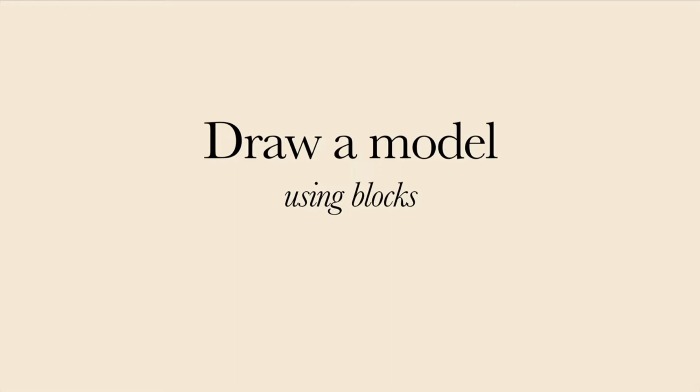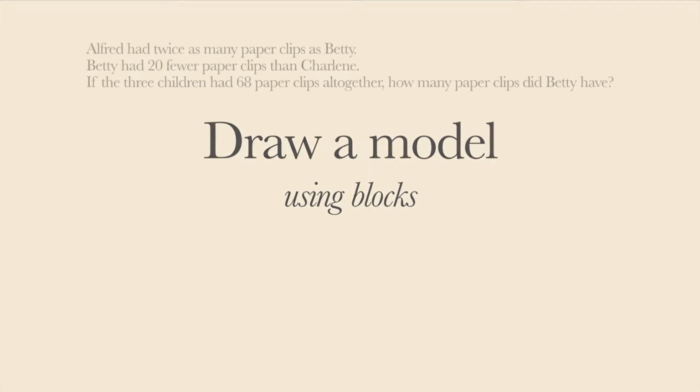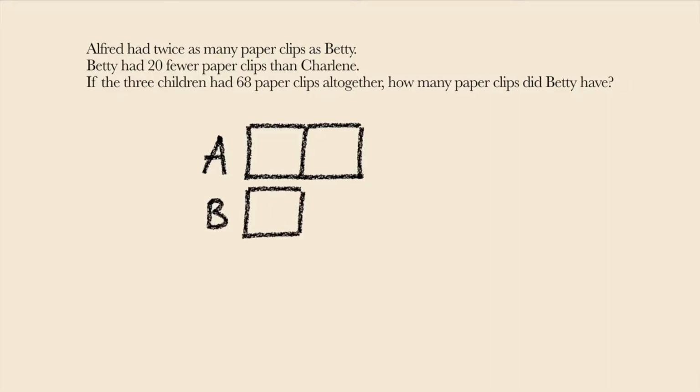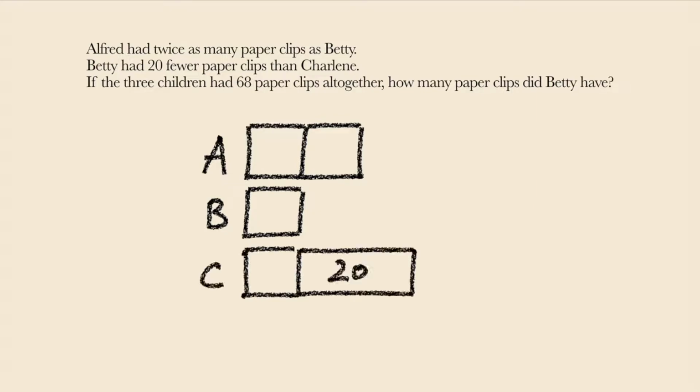So this is draw a model, the simplest one, using blocks. First question. Well, we're going to show that Alfred had twice. So A has 2 units and B has 1 unit. Now, B had 20 fewer. If B had 20 fewer than C, that also means C had 20 more. So I'm going to reflect that 20 more than B for C.